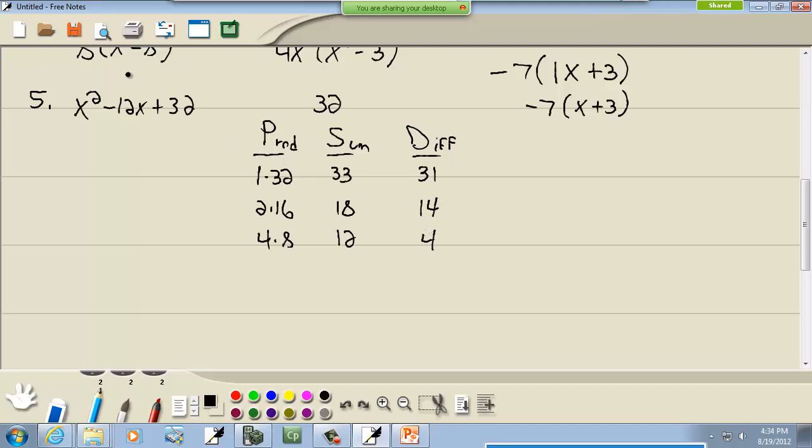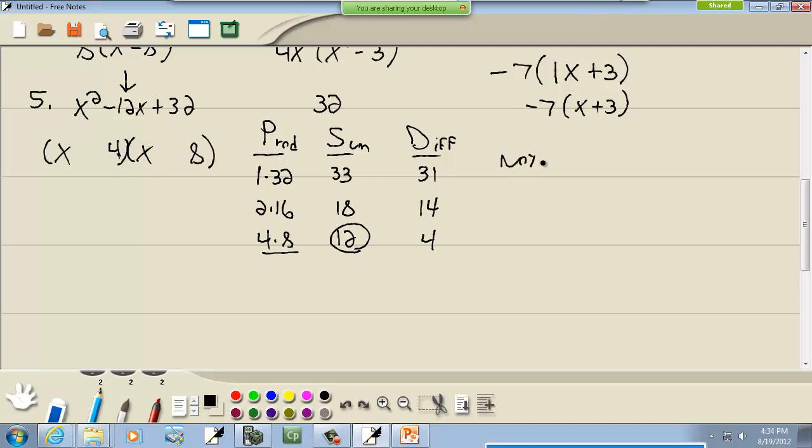Now the number we're looking for is always the number in the middle term, which is 12, which is right here, which means I'm going to use 4 and 8 in my answer. So put a 4 there, put an 8 here.